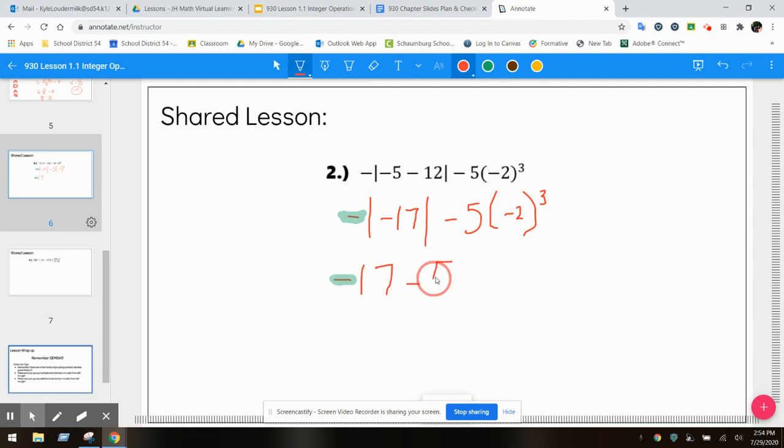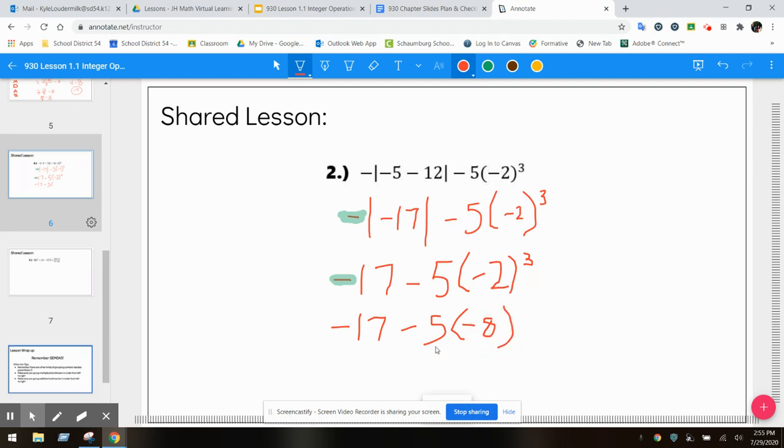Minus 5 times negative 2 to the third power. All right, if I look back at my checklist, I got grouping symbols taken care of. Now I got to do exponents. I have to take -2 to the third power. So that's -2 times -2 times -2, which is actually -8. So I have -17 minus 5 times -8.